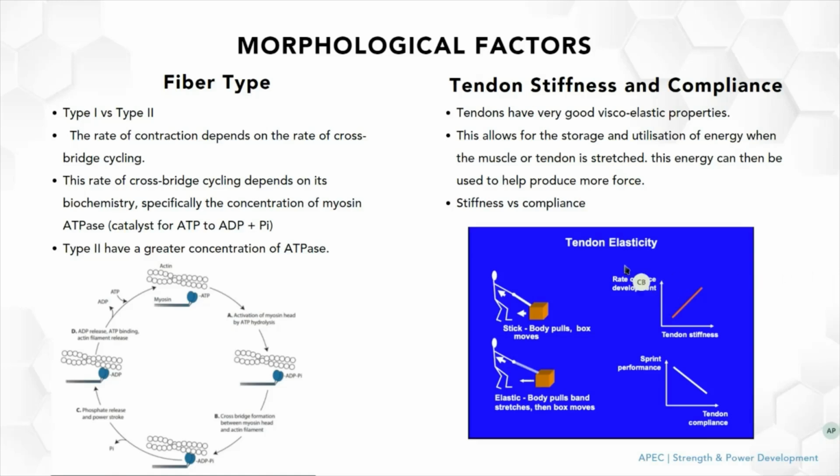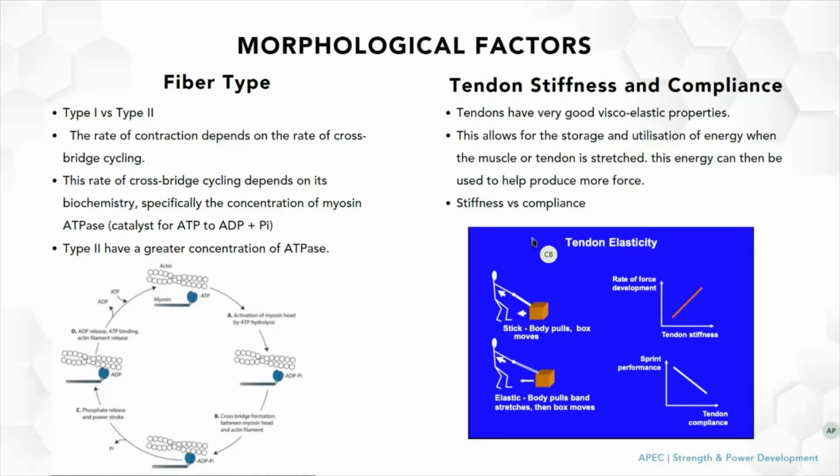If you look at this image down here, a very stiff tendon would be like pulling on a box with a stick. As soon as you pull on the stick, the box moves. Whereas if you have a very compliant or very elastic tendon, as you pull on that box, it'd be like an elastic band strapped to that box. The elastic band will stretch to a certain extent, and eventually it'll reach a point where it then pulls the box forward very fast, okay?